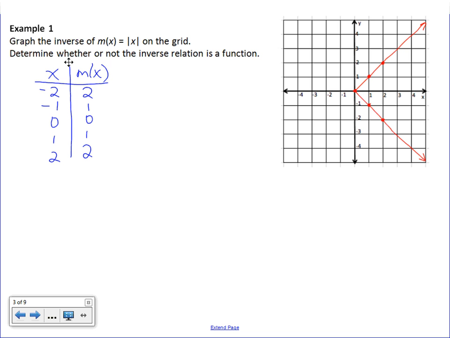There's your absolute inverse of the absolute value function. Is that a function? What would you say? How would you justify it? This is not a function because of the good old vertical line test. So the inverse is not a function because the graph fails.